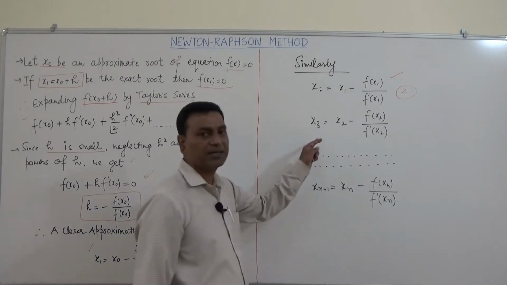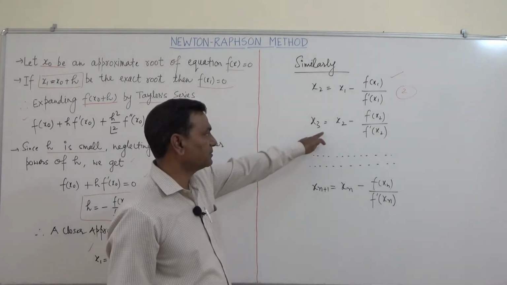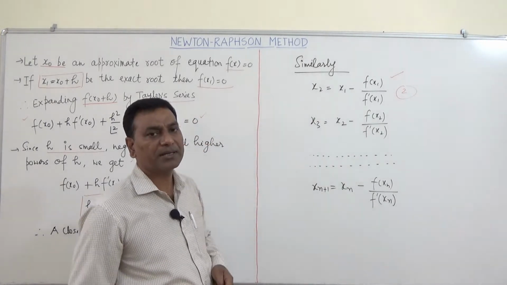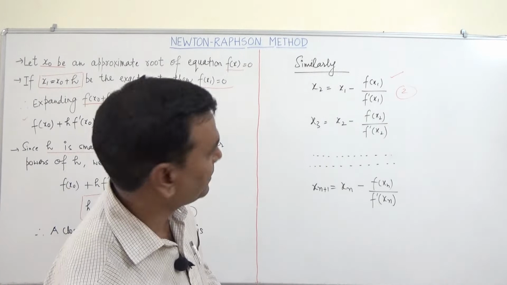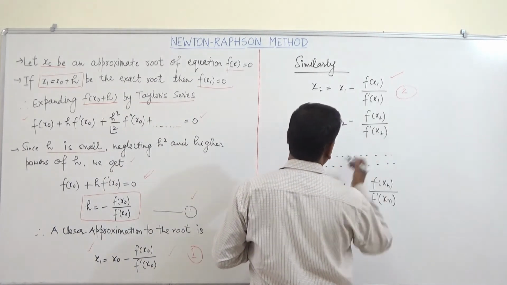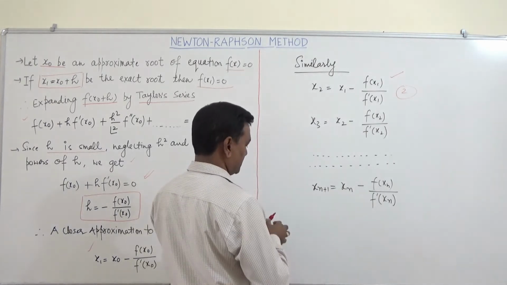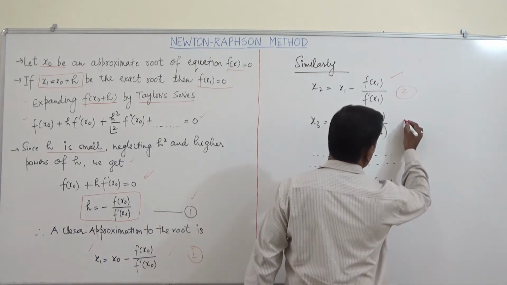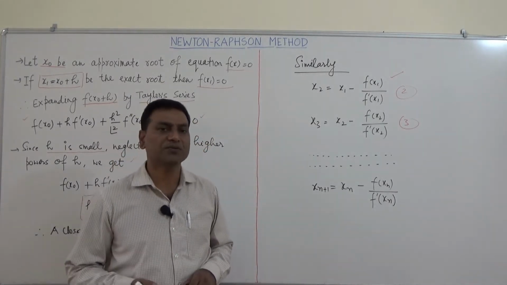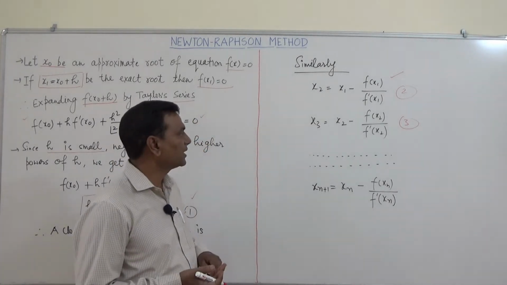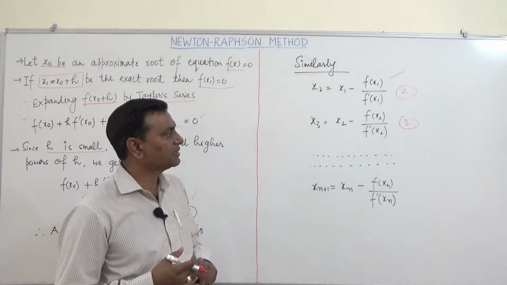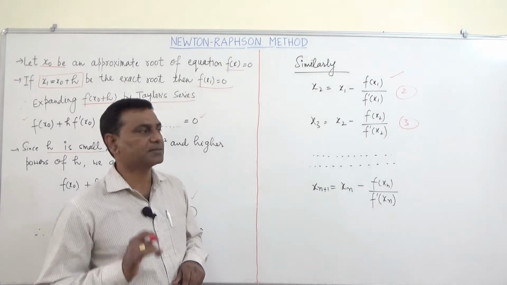Similarly, we can also calculate x3. x3 will be equal to x2 minus f(x2) upon f dash x2, and this is the third approximation. Similarly, we can find the value of x4. x4 equals x3 minus f(x3) divided by f dash x3.